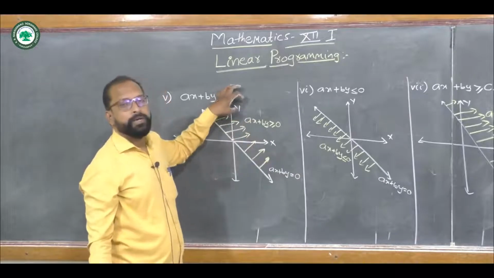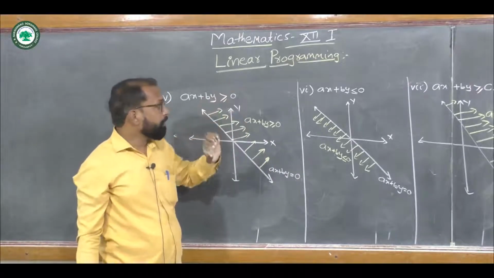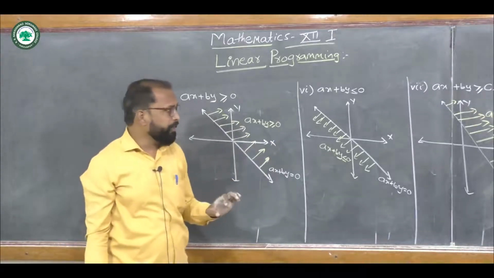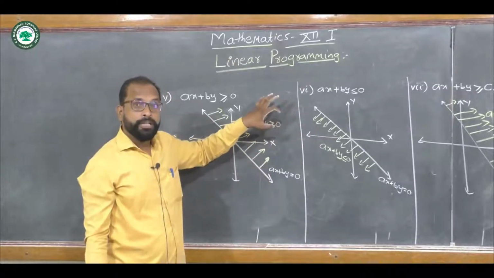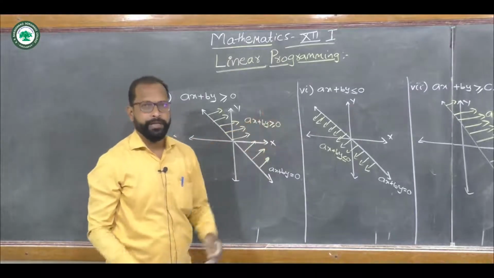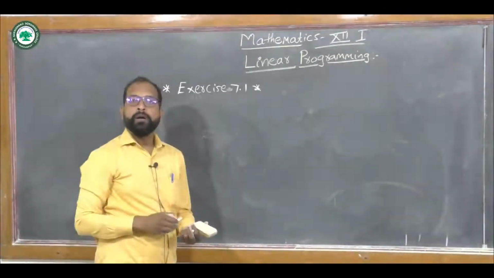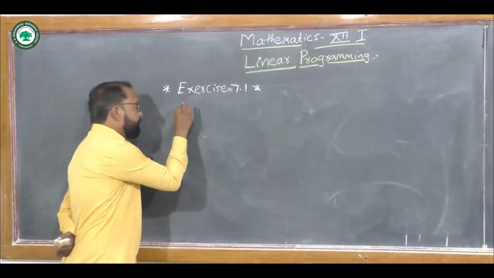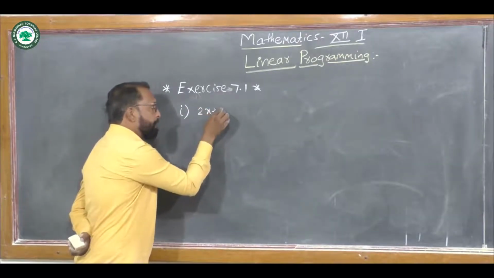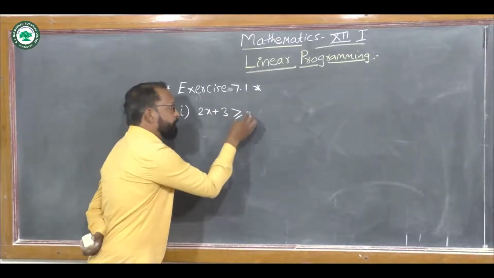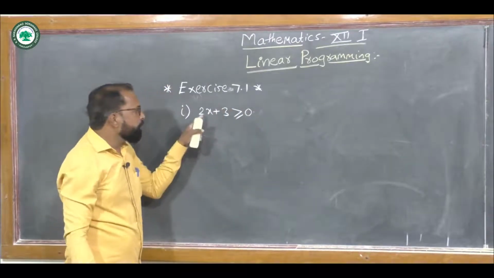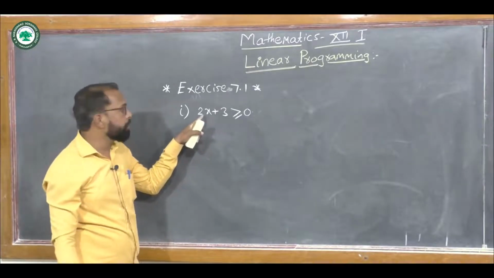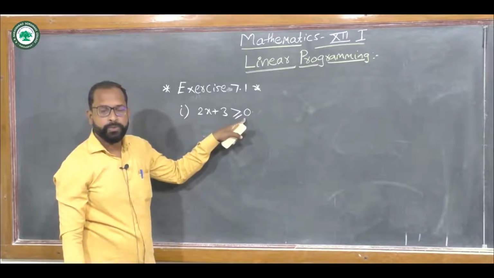Now we solve exercise 7.1, in which we have to show the regions for the given inequalities. In this exercise 7.1, the first question is 2x plus 3 is greater than or equal to 0. Here we have to show the region for this inequation 2x plus 3 is greater than or equal to 0.